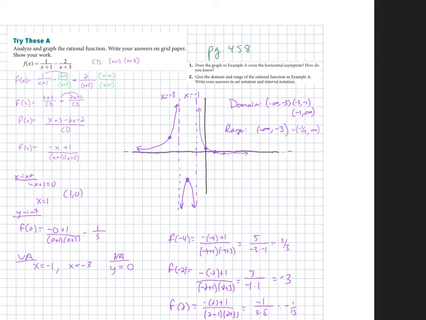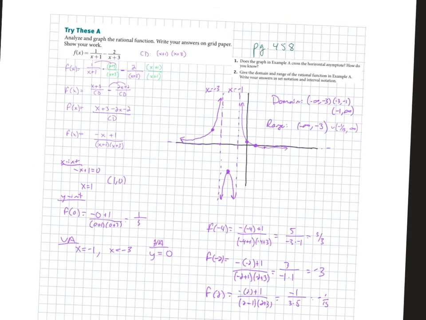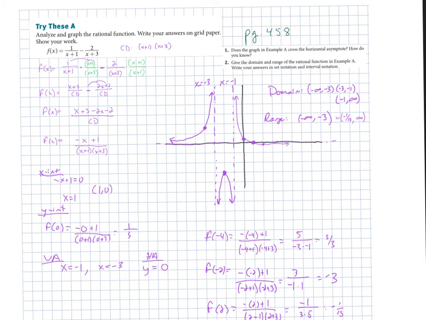When you're doing it by hand as opposed to with a graphing calculator, you've got to do a little bit more approximation. So there's a big difference between using a graphing calculator and graphing it by hand. All right, let's look at another one.